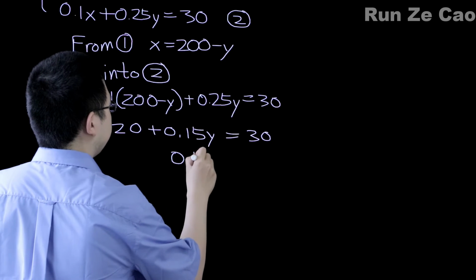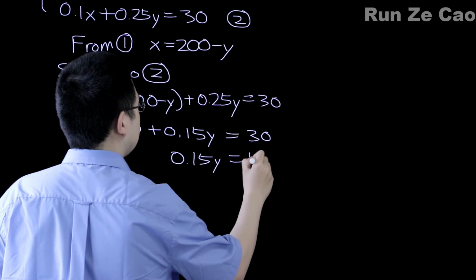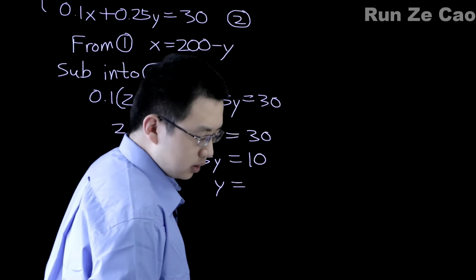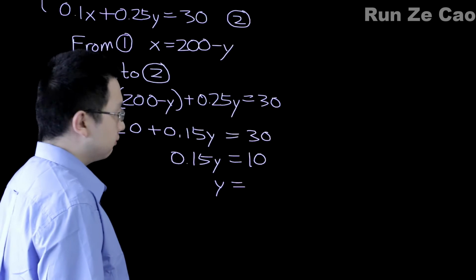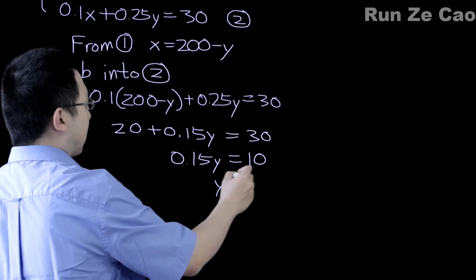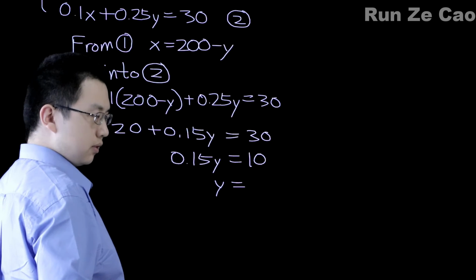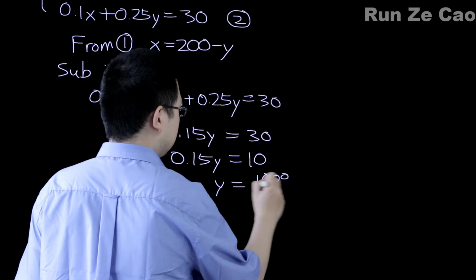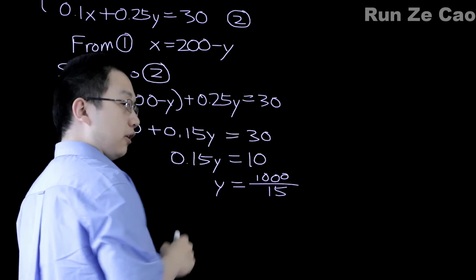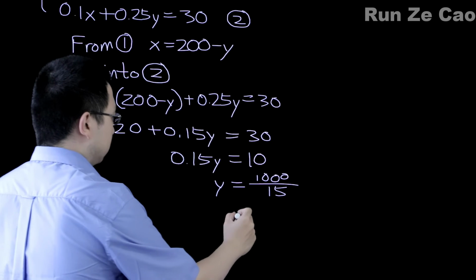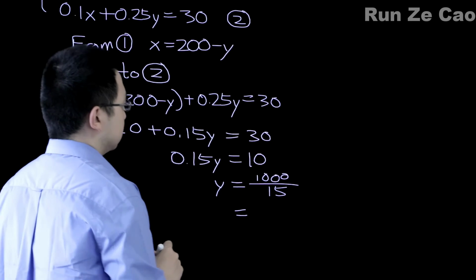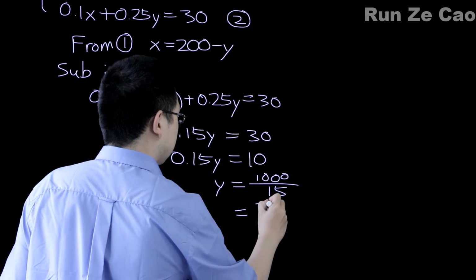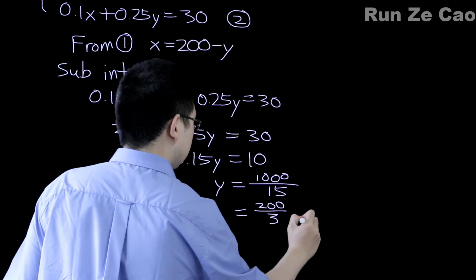And 0.15y equals 10, and y equals, well, we could choose to use a calculator, or we could think of this as 1,000 divided by 15. So, if we wanted to do the 1,000 over 15 route, because you aren't supposed to use decimals in fractions for them usually. So here this would cancel out to 200 over 3 liters.